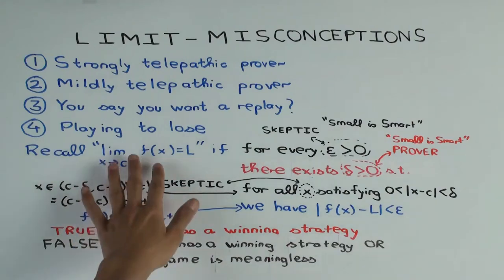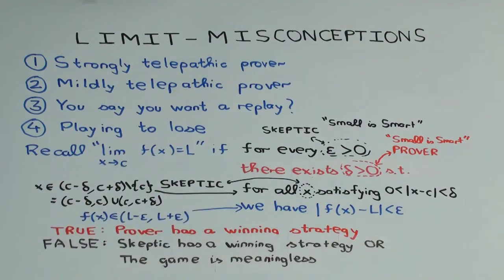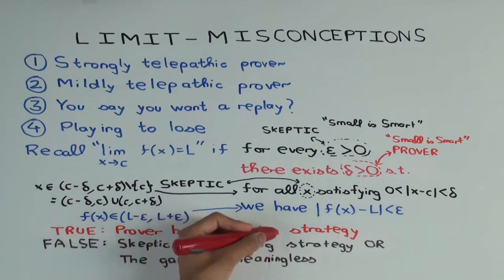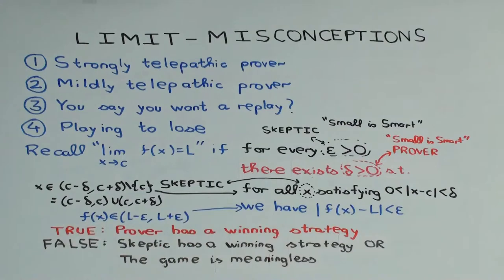Now, what does it mean to say the statement is true in terms of the game? It means that the prover is always going to win the game. Well, sort of. I mean, the prover may play stupidly. The prover can win the game if the prover plays well. So the prover has a winning strategy for the game. So the statement is true if the prover has a winning strategy for the game. That means the prover has a way of playing the game such that whatever the skeptic does, the prover is going to win the game.